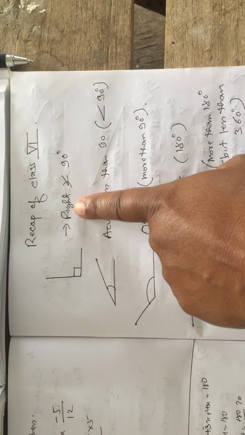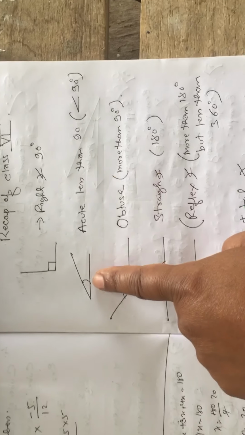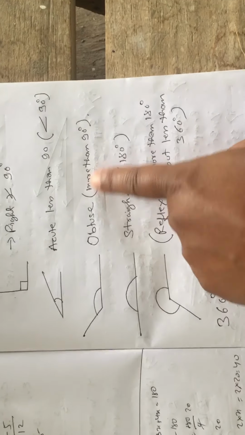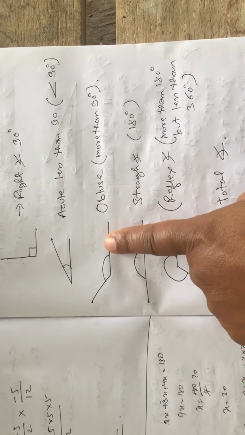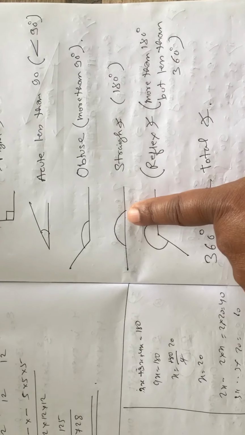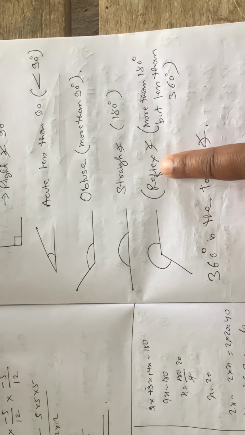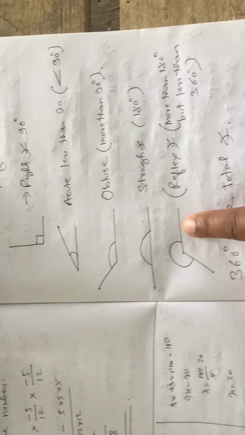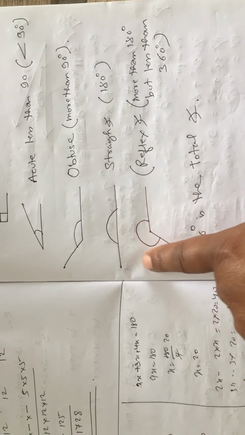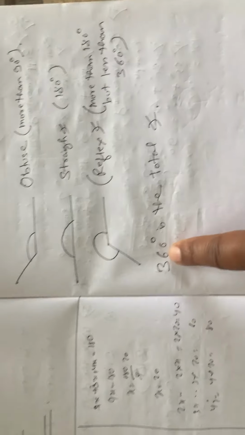The sum of the angles that you discussed in class 6, the first one is right angle, which is 90 degree. An angle less than right angle is called acute angle. An angle more than right angle or more than 90 degree is called the obtuse angle. An angle that is straight 180 degree is the straight angle. And a very special type of angle is the reflex angle. The reflex angle is more than 180 degree but less than 360 degree. You can see this is the reflex angle, which is more than 180 but less than 360, and the sum total of an angle is 360 degree.